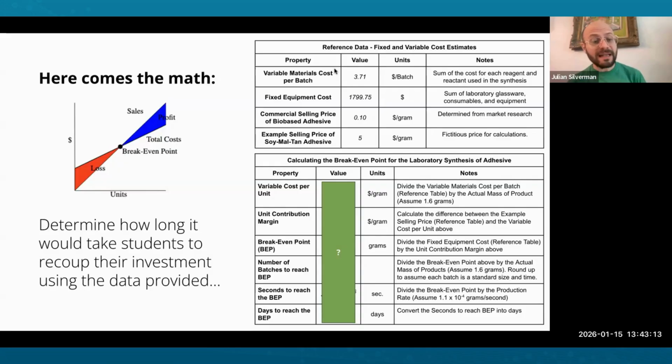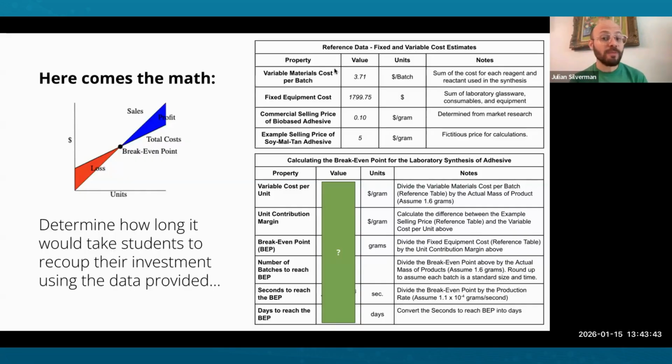Now, a realistic selling point for our bio-based adhesives is essentially 10 cents a gram, right? Glues should be very cheap, especially when you're comparing to petroleum-derived or synthetic glues. And so we are going to set an initial and very fake selling price for our adhesive at $5 a gram. This is definitely the difference between buying a Dove bar of soap from the supermarket and buying a bar of soap at a farmer's market for $10.